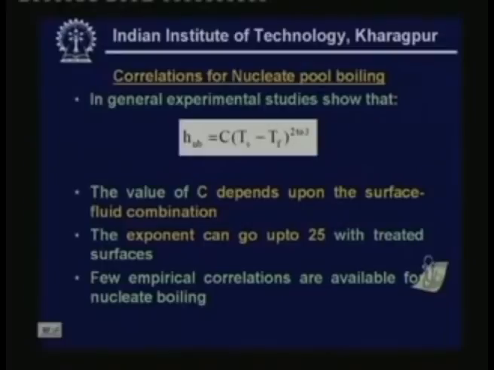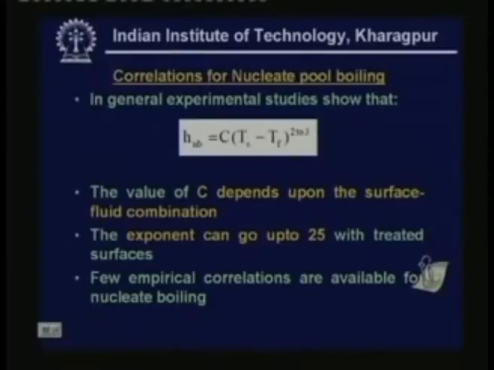Now let us look at some correlations for nucleate pool boiling. In general, experimental studies show that the nucleate pool boiling heat transfer coefficient h_NB is equal to some C times (Ts minus Tf) to the power of 2 to 3, where Ts is the surface temperature, Tf is the fluid temperature, and C is a constant, the value of which depends upon the surface-fluid combination. Even though I have shown the exponent here as varying between 2 and 3, it can go up to 25 with treated surfaces. That means with enhanced surfaces you can get very high heat transfer coefficients.